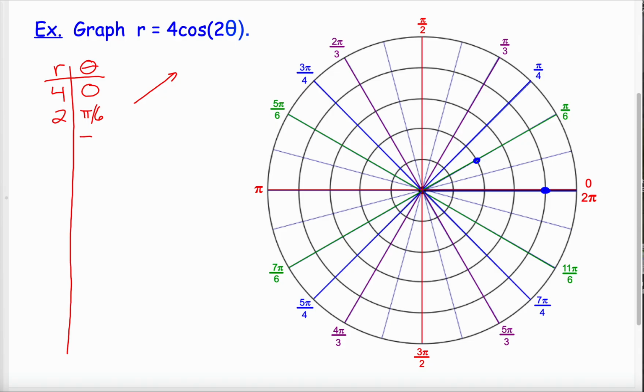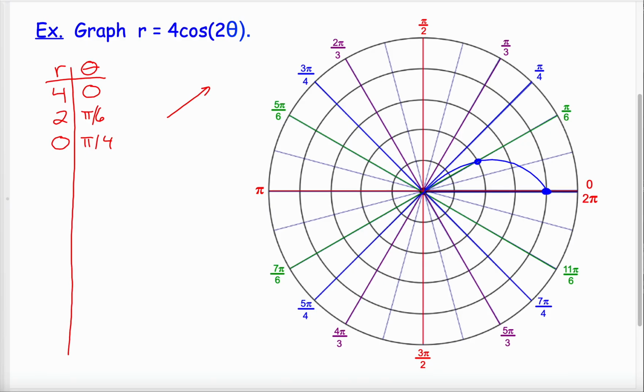Then if I go to pi over 4, and I plug that in, I double it, which gives me pi over 2. What's the cosine of pi over 2? Well, that's 0 times 4 is 0. So notice that as I went from 0 to pi over 4, my r value went from 4 all the way down to 0. So from 0 to pi over 4, my r values on my graph are getting smaller and smaller and going right to the pole. So I'm going to go ahead and draw part of my graph right off the bat here. And that's what I've got so far.